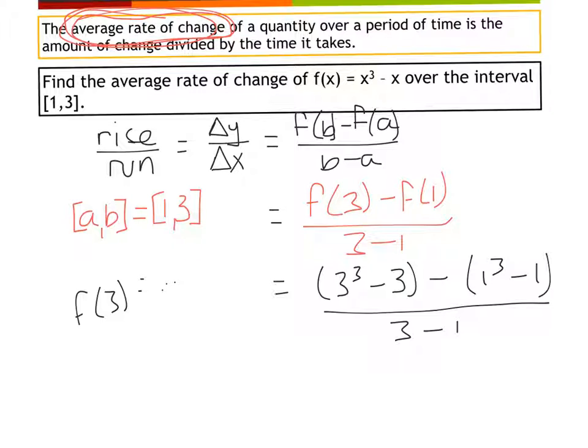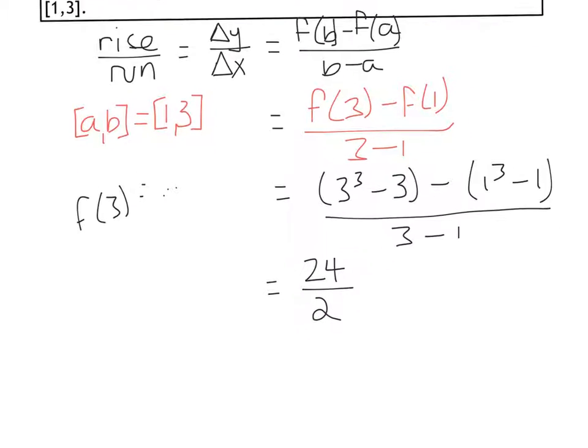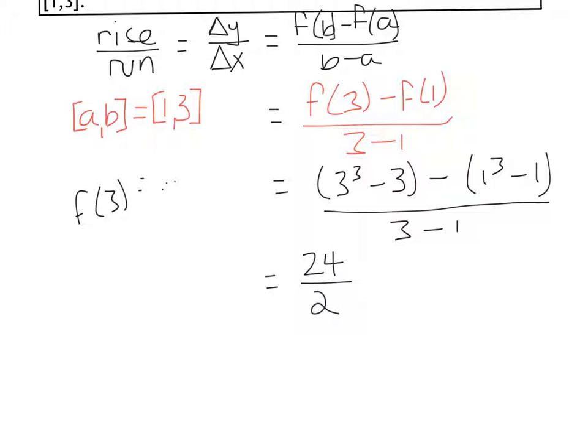Now I can start doing some of that math. 3 cubed is 27, minus 3 is 24, minus 0. So the top is just 24, and the bottom is just 2. So pretty straightforward. My average rate of change is 12. That's the average rate of change of that graph between the values of 1 and 3.